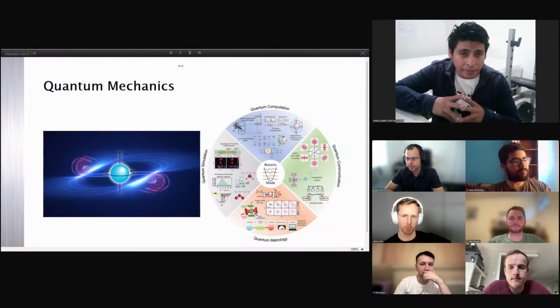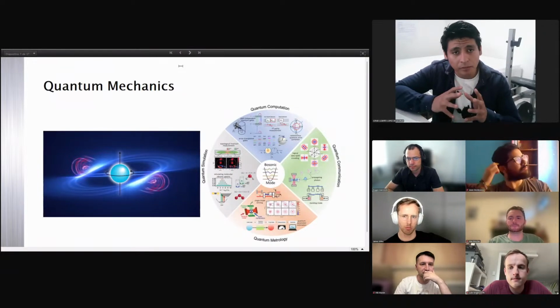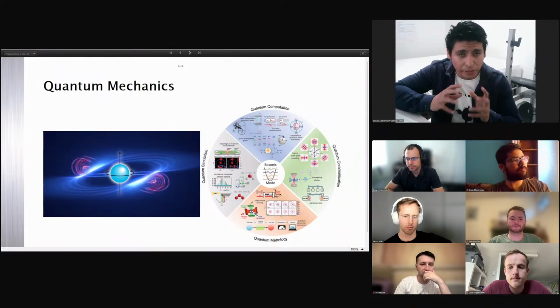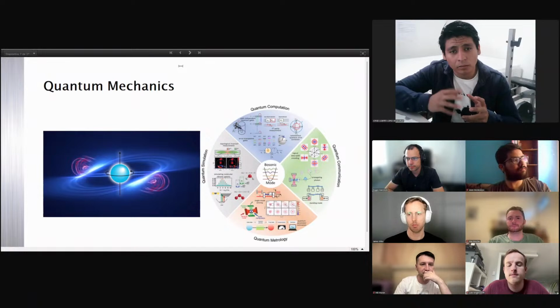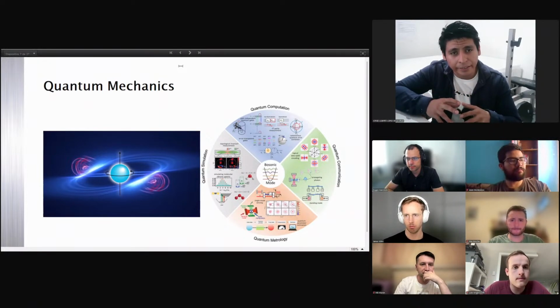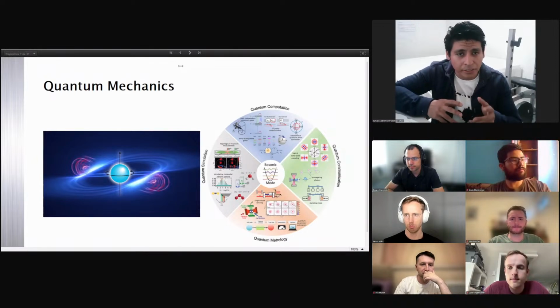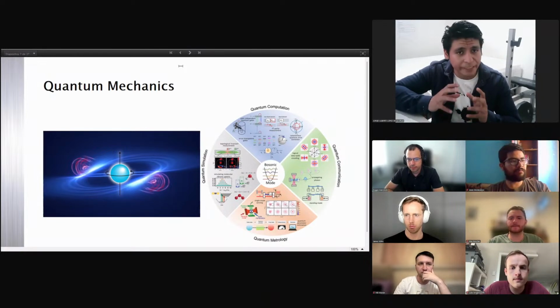Quantum mechanics is today such an important theory because in our daily life, we use applications of quantum mechanics all the time. For example, in communications, electronics, medical devices, etc. So we can't ignore quantum mechanics.